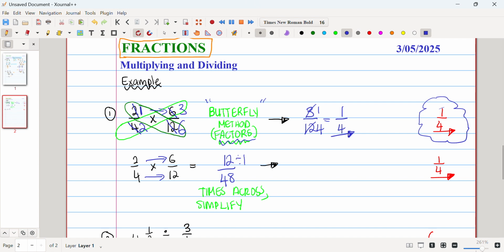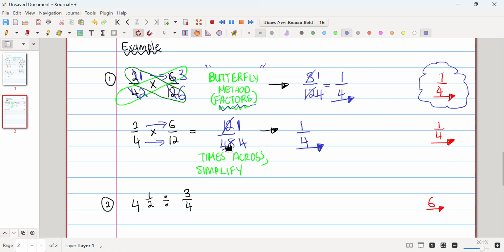So you would literally say this divided by 12, or let me do it the same way that I did it above, where I cross it out. You would say 12 goes into 12 once, and 12 goes into 48 4 times. So my final and most simplified answer is 1 over 4. So those are the two different ways of multiplying and simplifying fractions.